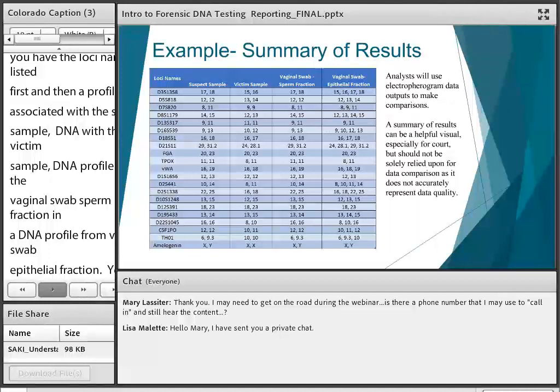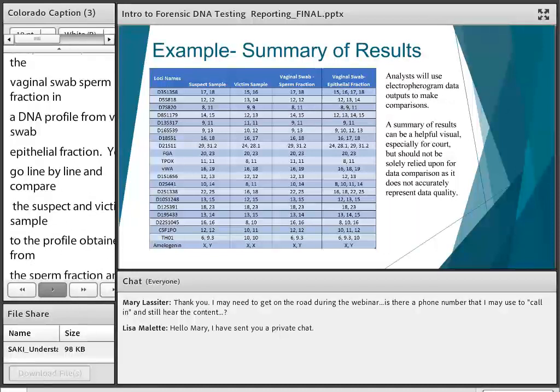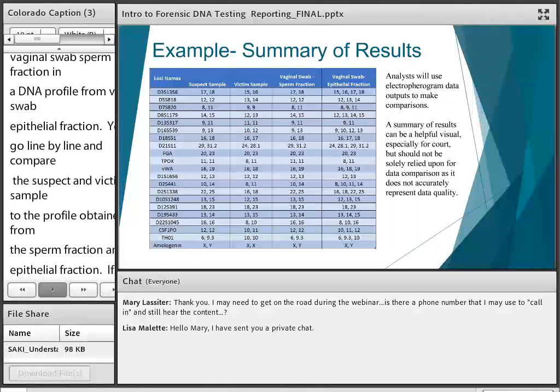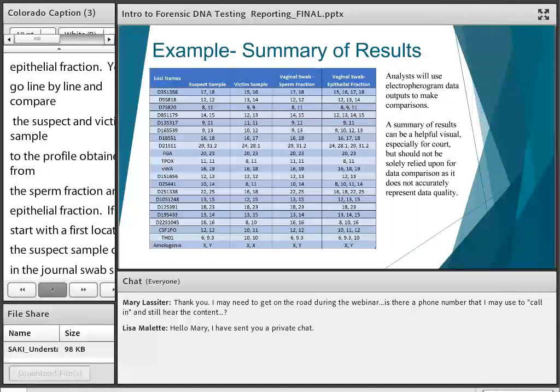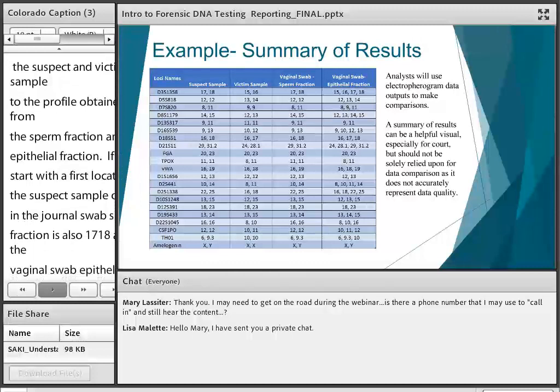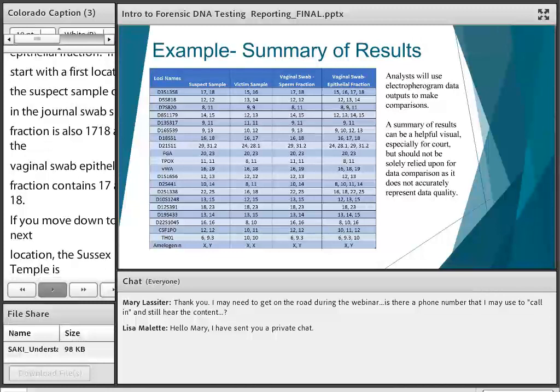So if we start with the first location, D3S1358, you'll see the suspect sample is a 17,18. The vaginal swab sperm fraction is also a 17,18, and the vaginal swab epithelial fraction contains a 17,18. As we move down to the next location, D5S818, the suspect sample is a 12,12, which is also present in the sperm fraction and epithelial fraction.